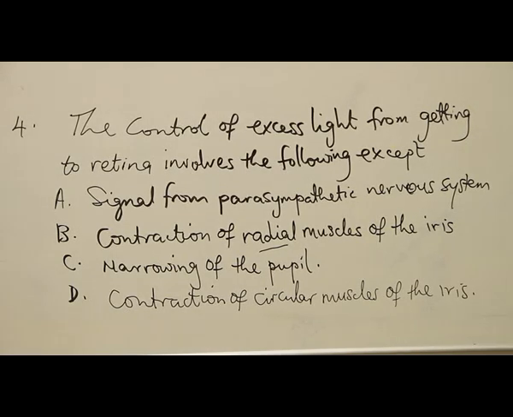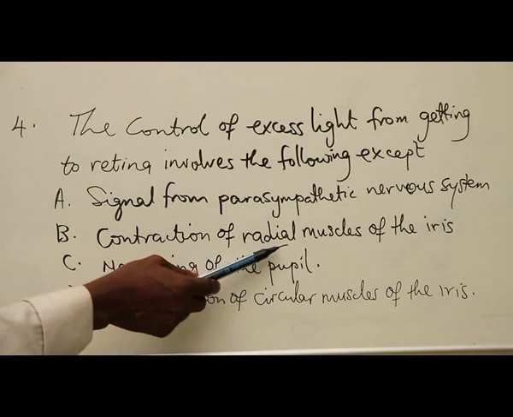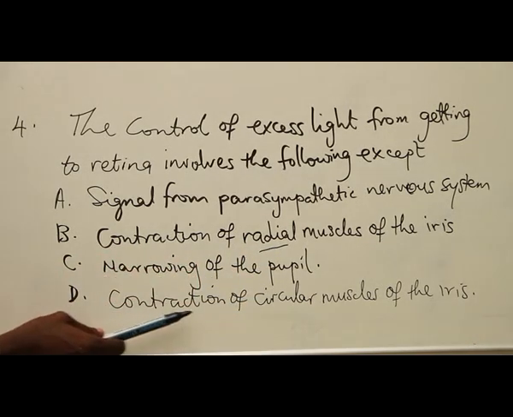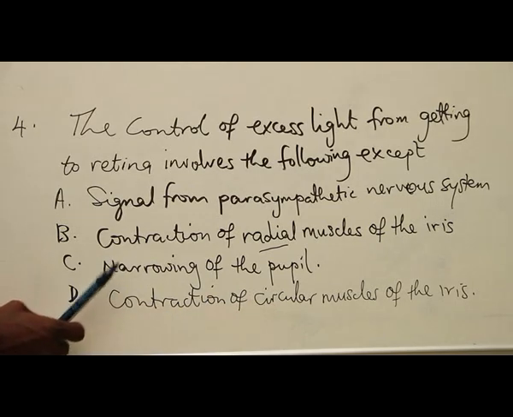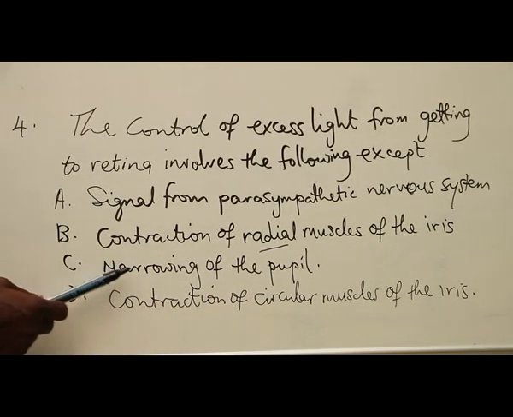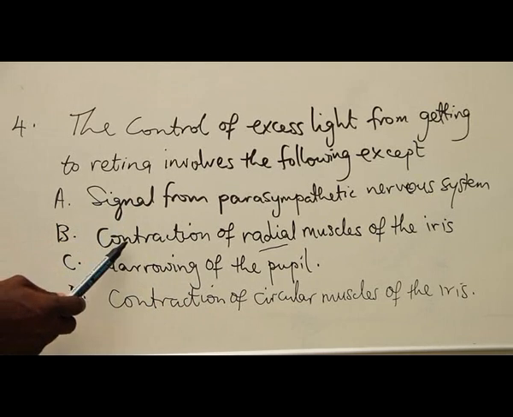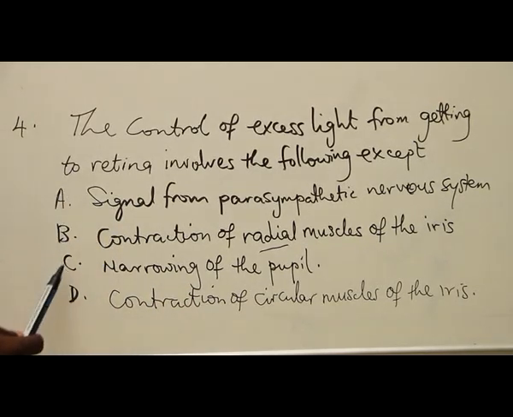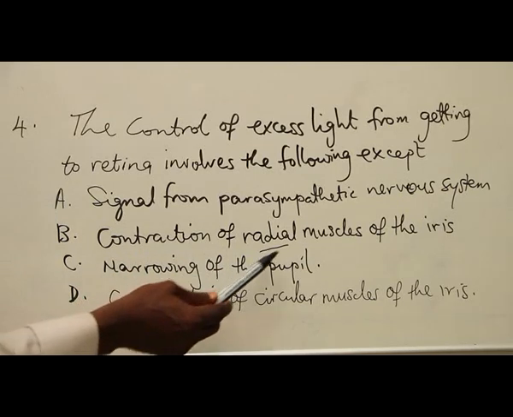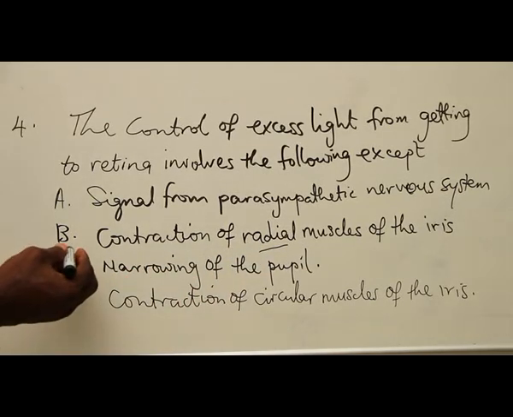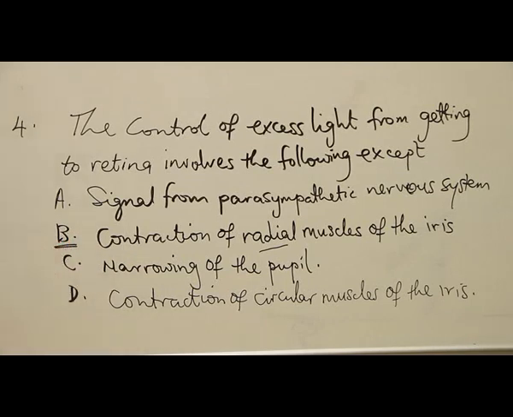Contraction of circular muscles will bring about the narrowing of the pupil. So, out of the two muscles in the iris, it is the radial muscle that will relax while the circular muscle contracts for the pupil to be reduced. So the one that is contradicting in this statement, among the options, is contraction of radial muscles of the iris. So B is the exception, which is the answer to the question.